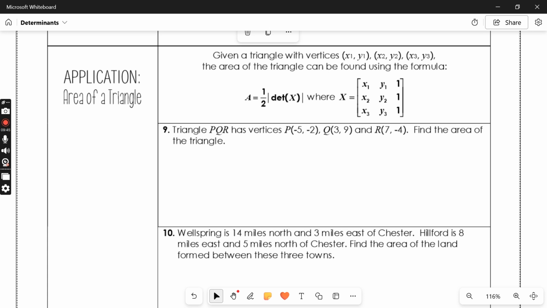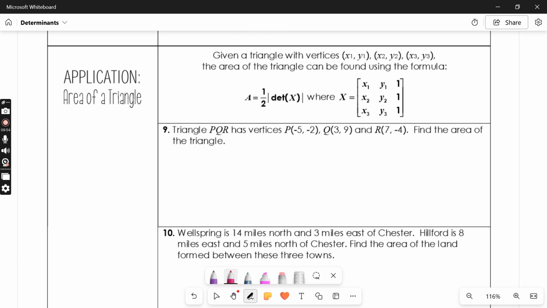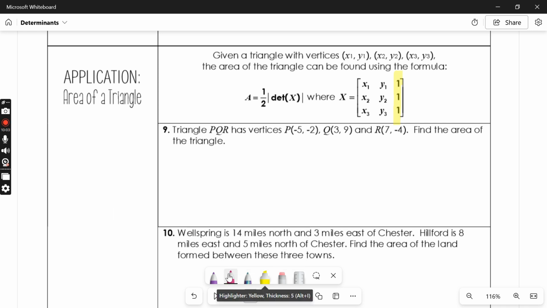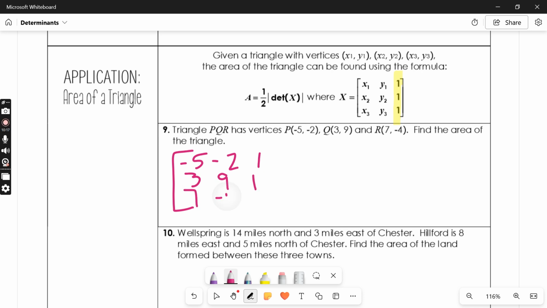So it says triangle PQR has vertices negative 5, negative 2, 3, 9, and 7, negative 4. Find the area. So one of the things, if you're looking at this formula, is that this last column is all ones. Okay, so our first job is going to be to build our matrix. So our matrix here is going to be -5, -2, 1, 3, 9, 1, 7, -4, 1. Okay, so this is our matrix A.